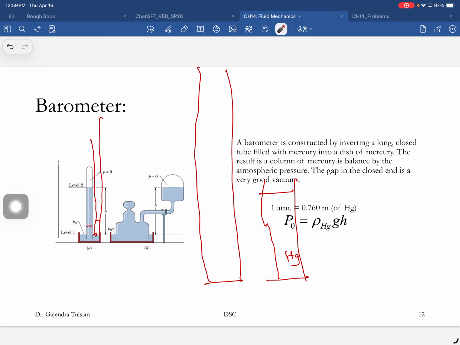760 millimeters high. Now, if you made a barometer with water, this height would be 10 meters. It would be twice the height of this room. So that's why you want to make it with a liquid whose density is higher. Mercury has a density 14 times that of water.